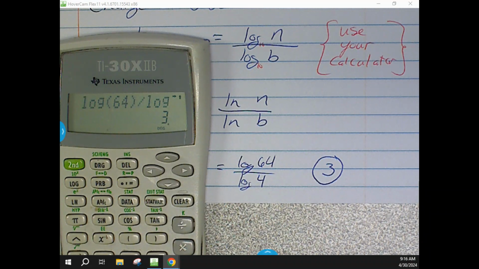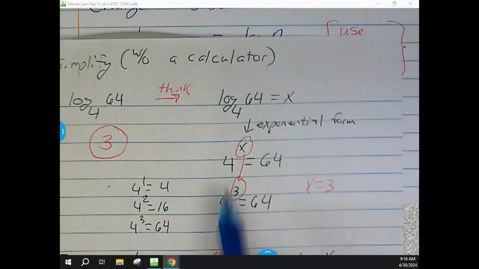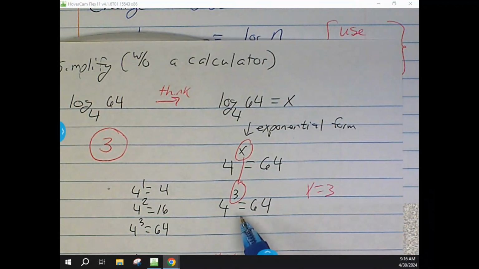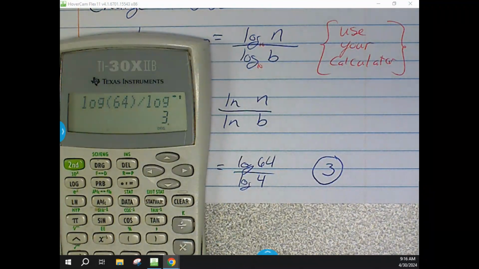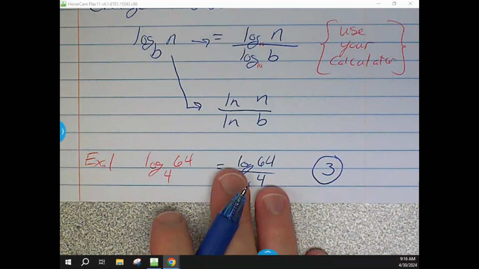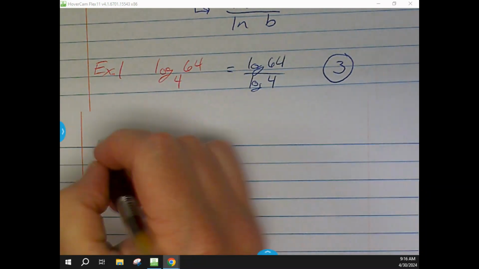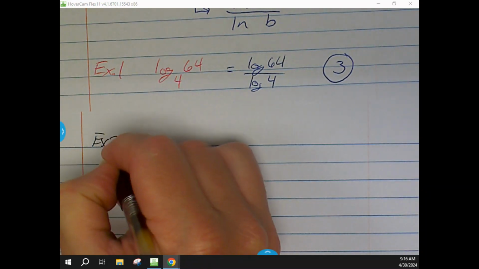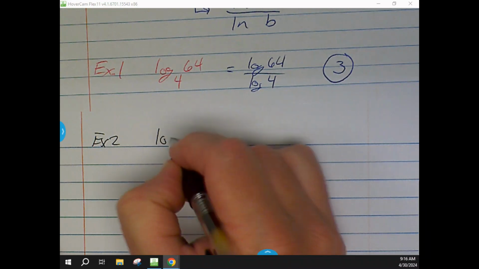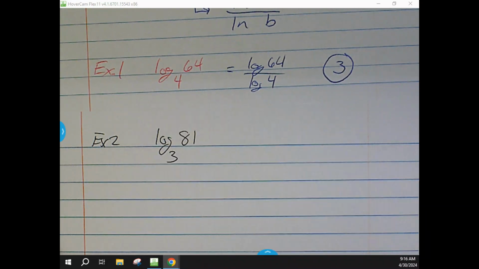Okay. And what the calculator is actually doing is going back through this process like we did back here of working this part out, but it does all that for you. So then you can just take the number you've got and punch it in. So just throwing out a different number here, if we had to do the log of 81 base 3.